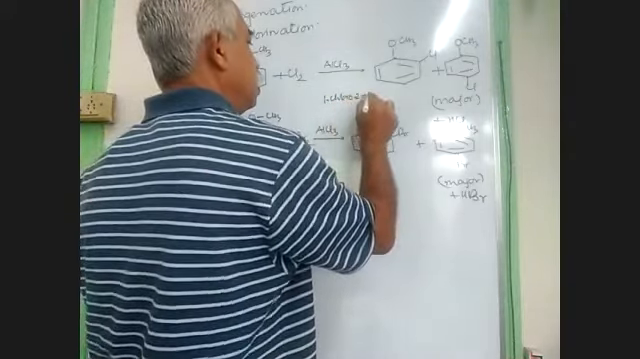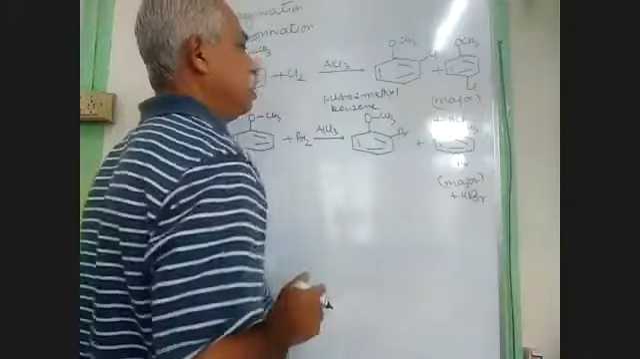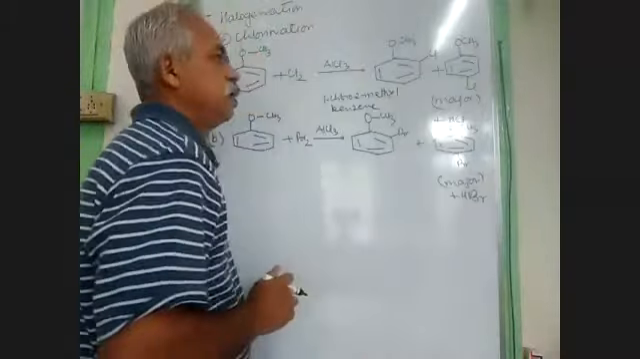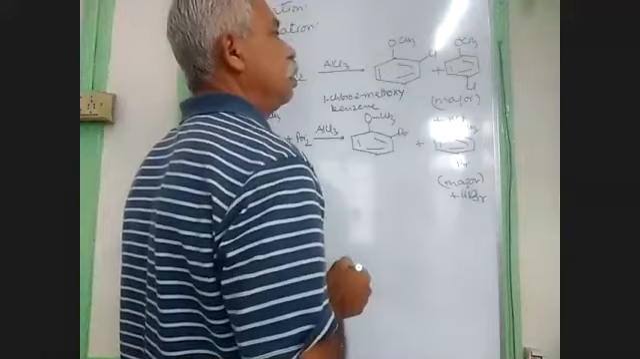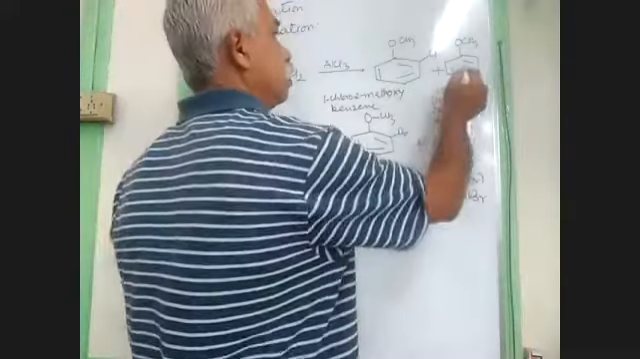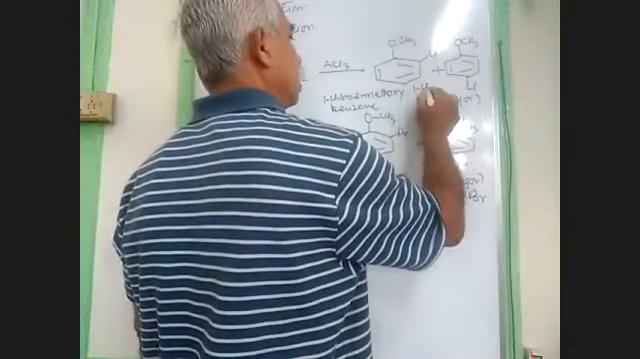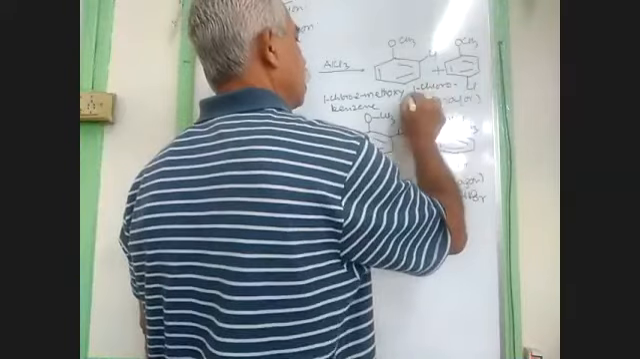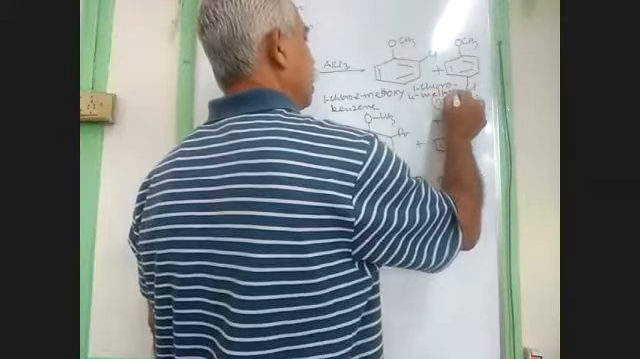2-methyl benzene. And this will be 1-chloro, 4-methoxy. Oh, sorry, methoxy. Sorry, dear. It will be 1-chloro, 4-methoxy benzene. Okay? This is 1-chloro, 4-methoxy benzene.